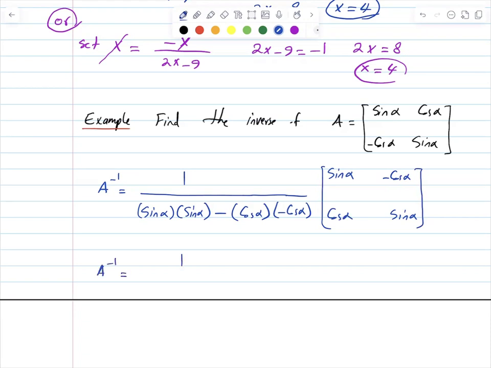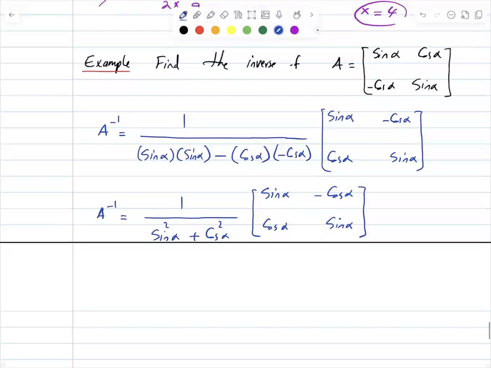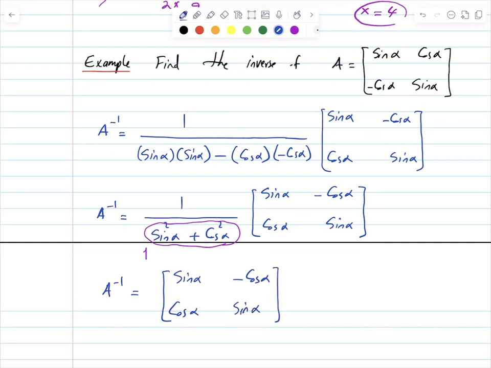We're going back to trig identity. You get sine squared alpha plus cosine squared alpha, and you're finding the scalar multiplication between this scalar and your matrix here. But remember that trig identity says this is 1. So the inverse of the matrix is equal to sine alpha, negative cosine alpha, and sine alpha.